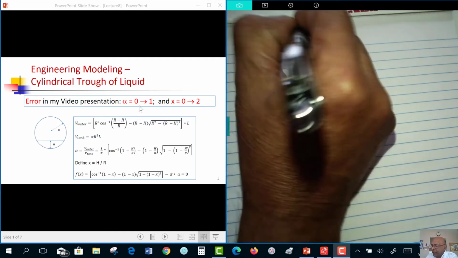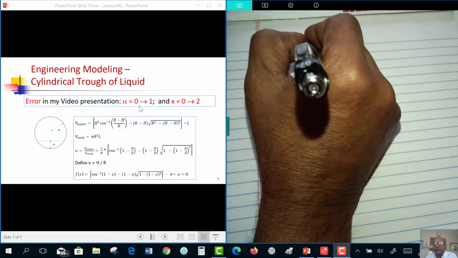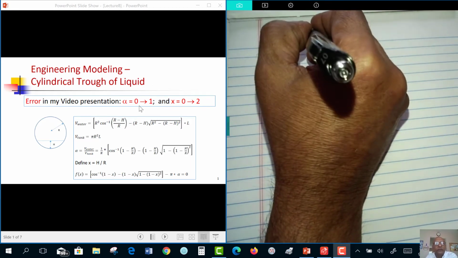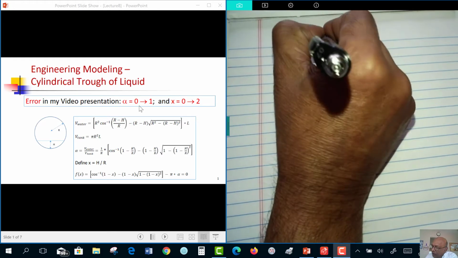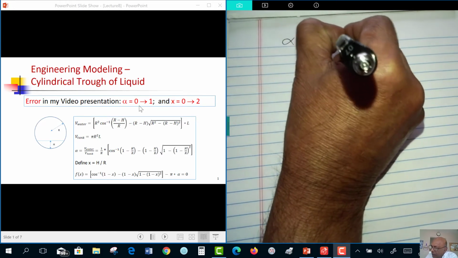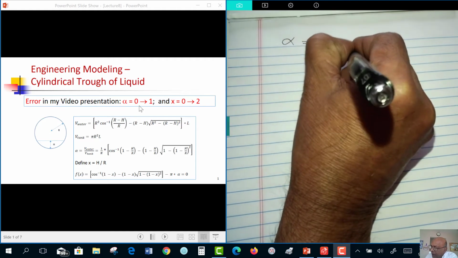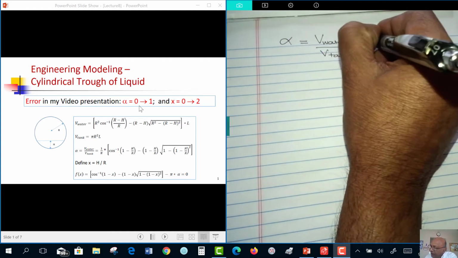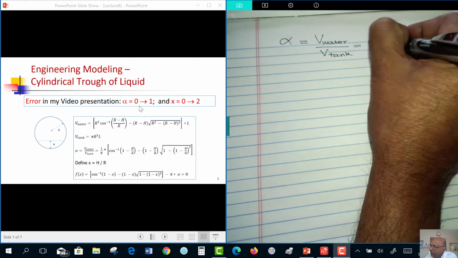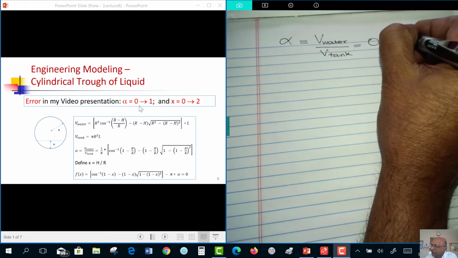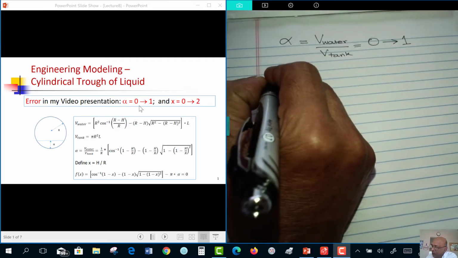You may remember that alpha was equal to volume of water divided by volume of tank. And obviously, there can be no less than no water. The maximum we can have is as much as the tank. So alpha goes from 0 to 1.